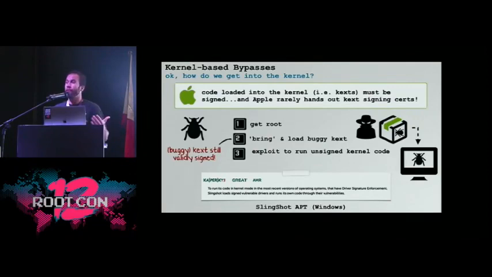On recent versions of macOS, kernel extensions have to be signed. So a really good way to bypass this code signing requirement is simply to bring a buggy, albeit signed, third-party driver to your target, load that kernel extension, the operating system will allow it because it's signed, and then you locally exploit that to gain code execution in the context of the kernel. Interestingly, the Slingshot APT did exactly this on Windows to bypass Microsoft's kernel code signing enforcement.